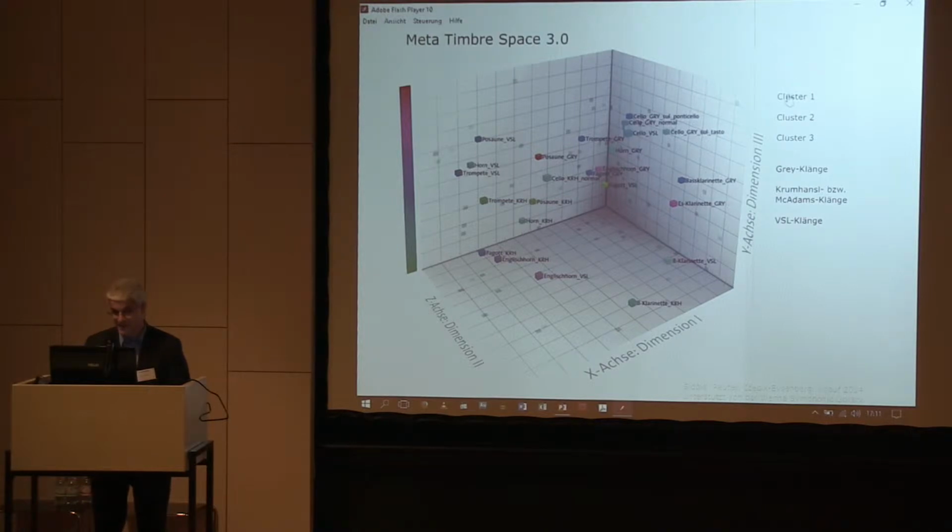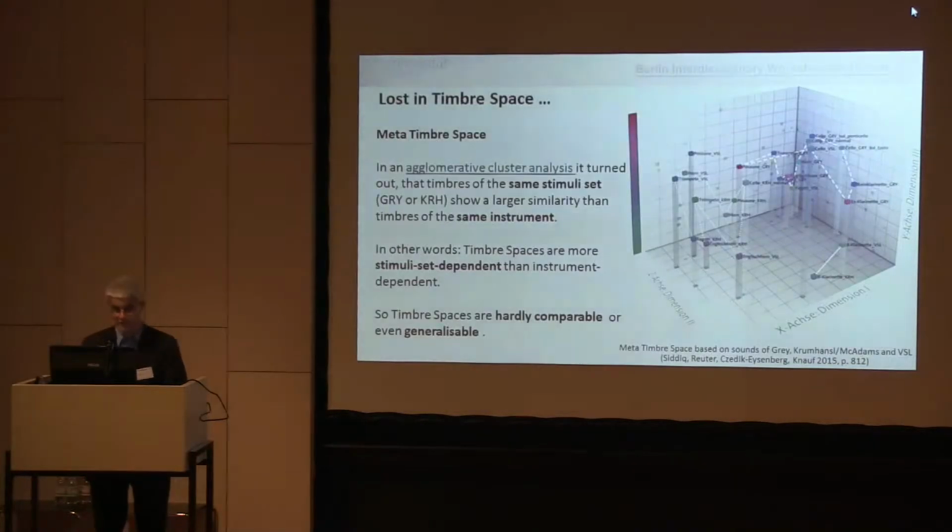The sounds are grouped here in certain clusters, in stimuli sets cluster. One can see it here. We have cluster 1 with more or less Gray timbres, and cluster 2 with more or less timbres from the Krumhansl McAdams field, and the timbres from the Vienna Symphonic Library spread over the whole field. We also find a certain third cluster with only clarinets. The VSL, the Vienna Symphonic Library, had been spread over the whole field.